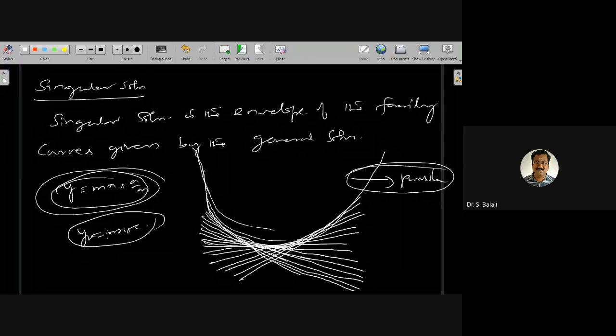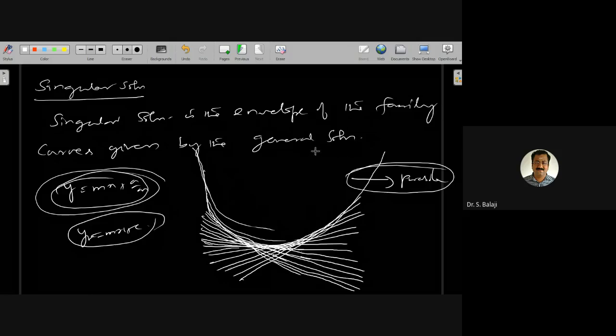If you eliminate the arbitrary constant from that general solution, you can get a curve equation, that is a parabola equation. By eliminating the arbitrary constant, you can get a curve like this, which is called a parabola. That is also called the singular solution of the given family of curves. Therefore, the singular solution is the envelope of the family of curves given by the general solution.